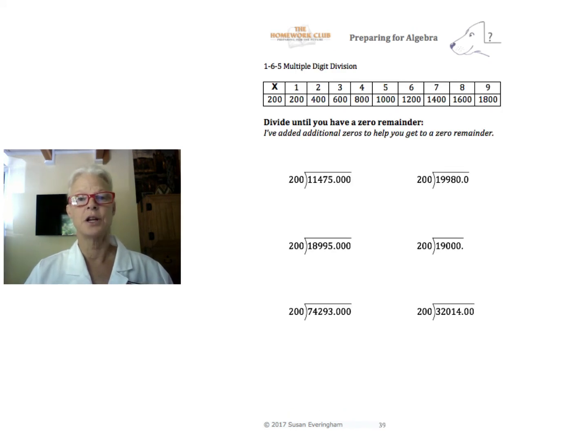A continuation of division. This time we've added a lot more zeros. So I want you to completely figure them out until you've run out of numbers and you're at your 0 remainder. All right, good luck.